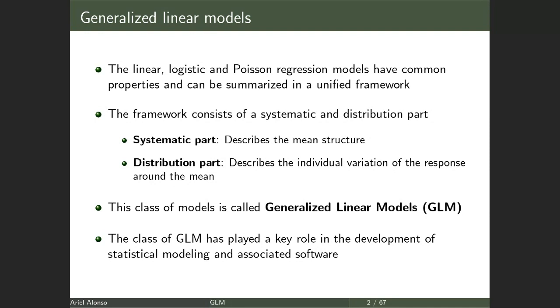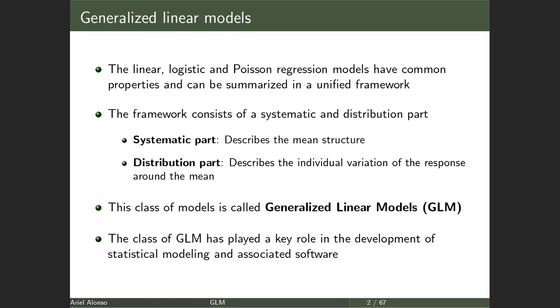Now, if you go back to all these previous examples, linear regression, logistic regression, Poisson regression, you will see that we follow some kind of pattern to construct these models, some kind of general strategy. Essentially, we constructed these models in two different steps. We first model what we call the systematic part of the model, and in a second step, we define and model what we call the distribution part of the model. And we did this in each of these previous models: linear, logistic, Poisson.